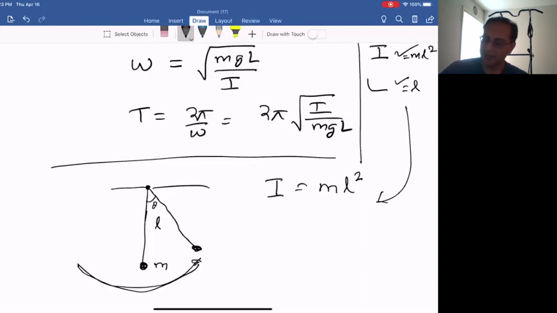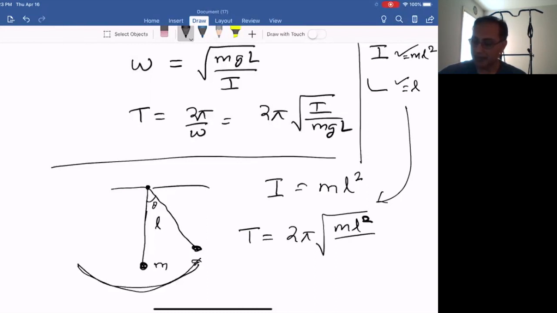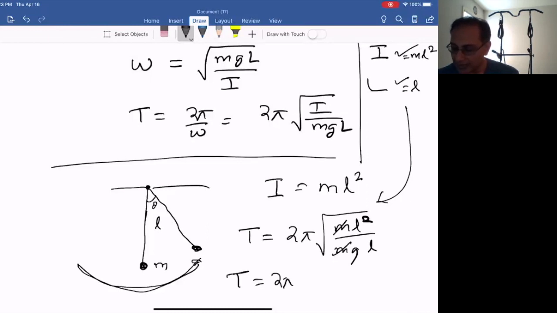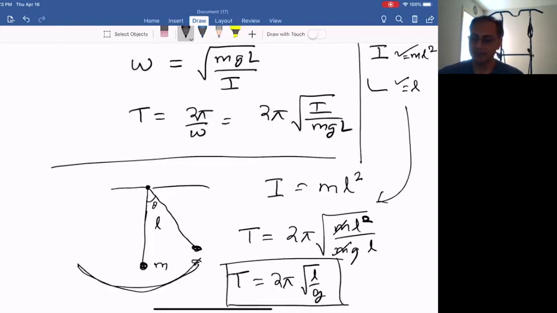Okay. So we can just plug these in and get the time period. So the time period is equal to 2 pi square root of ml squared divided by mg times little l. You can simplify this a little bit. And then you get this very famous formula, T is equal to 2 pi square root of l divided by g. This is the time period of a simple pendulum, right?